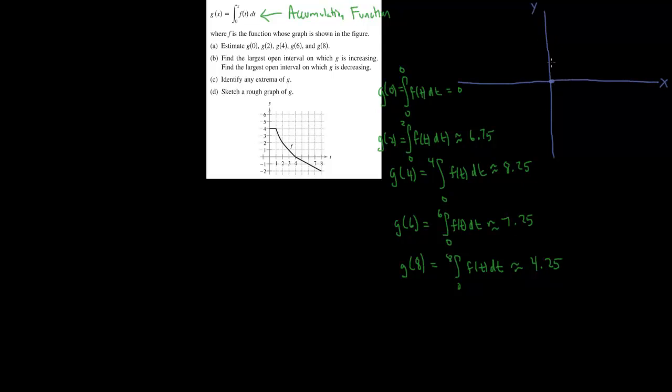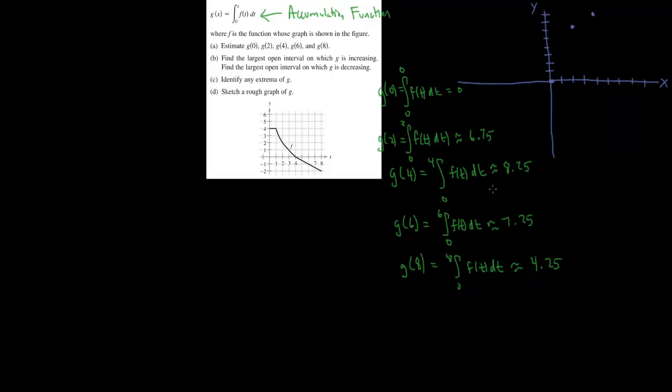What are our values? Let's count by ones. So 1, 2, 3, 4, 5, 6, 7, 8. So we have 0, 0. Then we have g of 2 equals 6.75, so about like that. Then we have g of 4 is 8.25. 8 was the highest we went, so about right there.